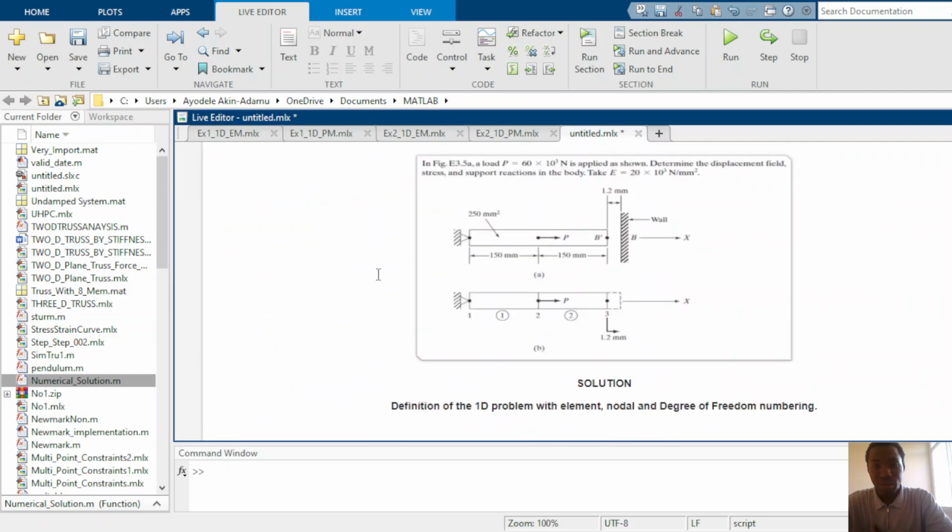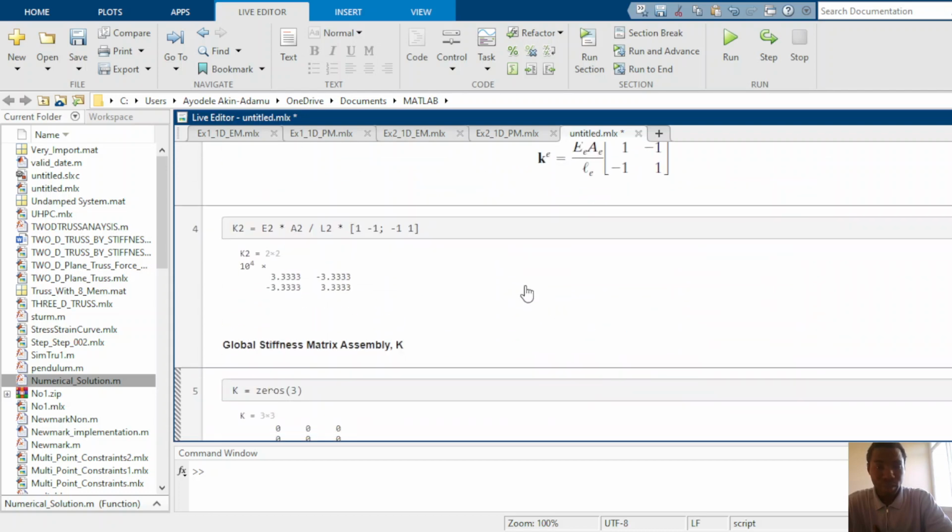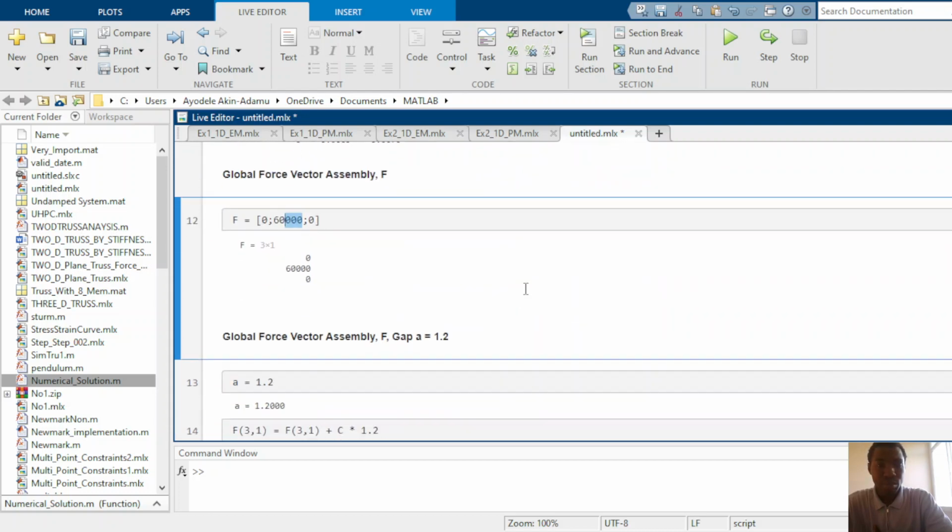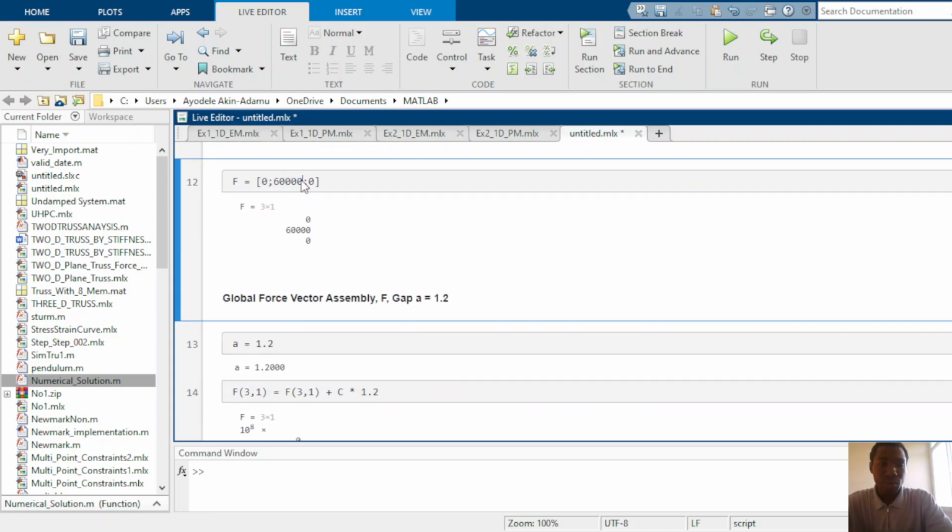Let me go back to the top. You see at node 2, we have load P pointing to the right, and load P is 60 kilonewton, or 60 times 10 raised to power 3 newton. So at node 2, I specify the load to be 60,000 newton. At node 3, we don't have any load, so we have 0. So I wrote this code and I click on run. F is evaluated and stored in the Matlab memory.